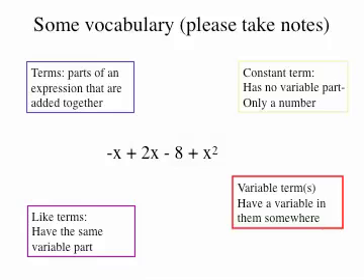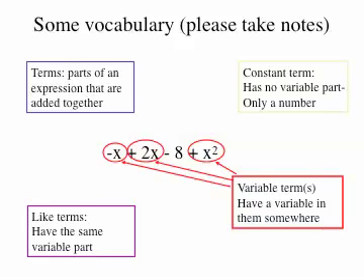Finally, a variable term is just a term that has a variable somewhere in it. This expression has three variable terms, negative x, x squared, and positive 2x. The value of these terms varies. It depends on what x is.